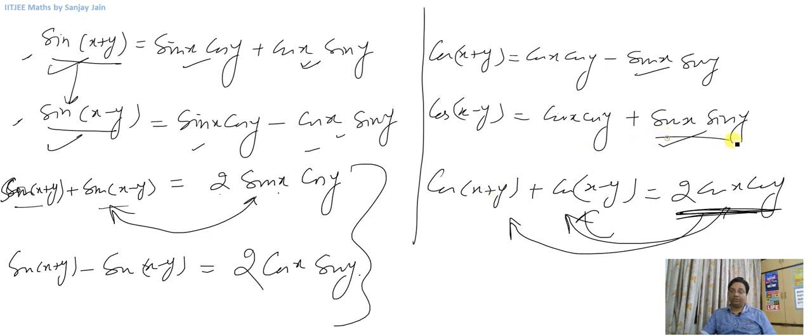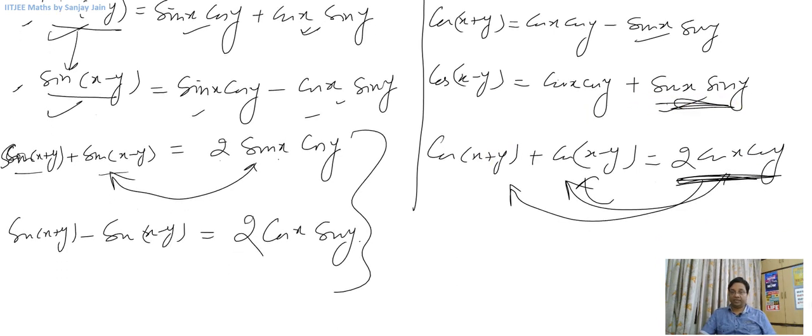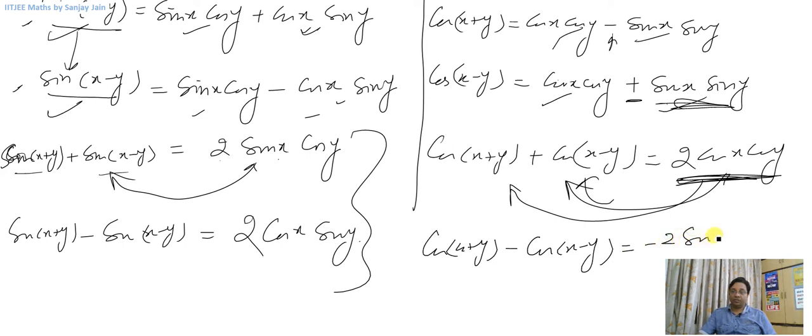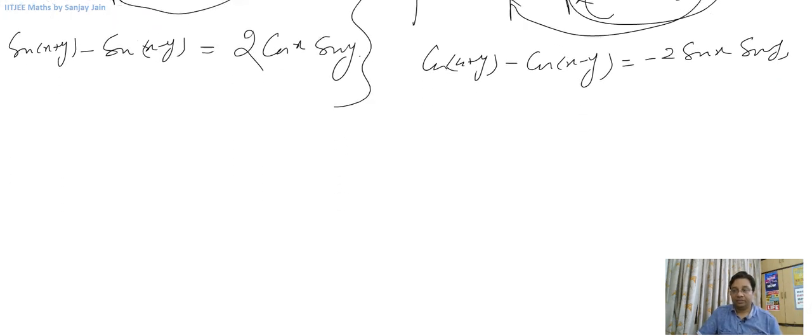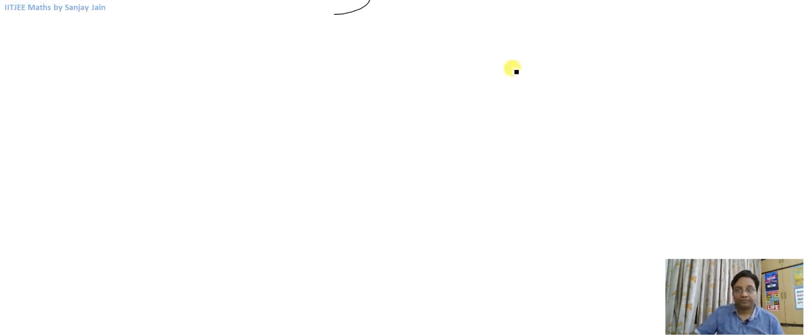Similarly, if I subtract these, what will happen is cos x plus y minus cos x minus y. If you see, this is negative sign, so this will also become negative. So the first terms will get cancelled. So on the right hand side you will have minus 2 sin x sin y. These are another set of formulae that you need to memorize.